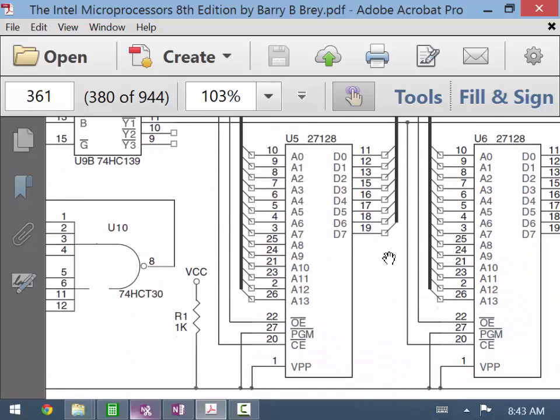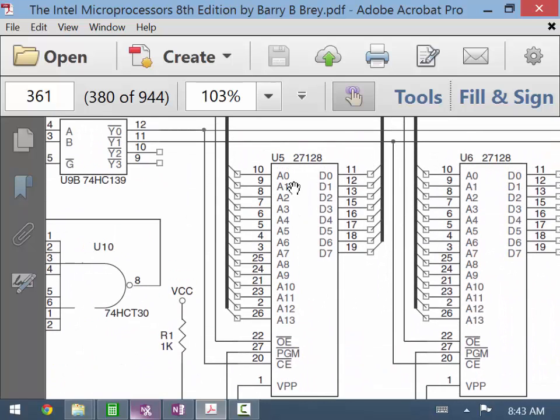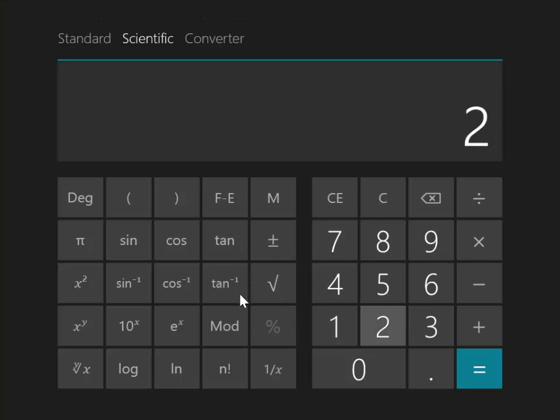Oh, hold on, take that back. No wonder I'm getting myself confused. As we look down here, our ROM only goes to A13, so it only has 14 lines going to it right there. So our ROM is 2 raised to the 14th. That's 16K.